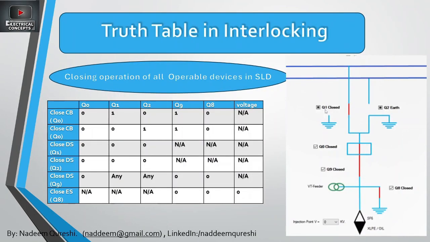Further, the circuit breaker is shown here, the disconnector switch is shown here, and the other disconnector is shown here. Q1, Q2, Q0 circuit breaker and Q9 is an isolator, line isolator. So I am sure you people are familiar with the truth table from digital electronics. So here also any AV interlock has a truth table.